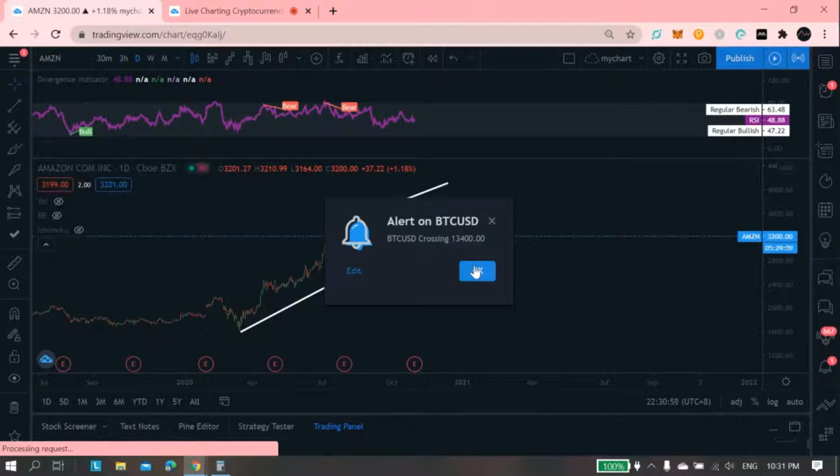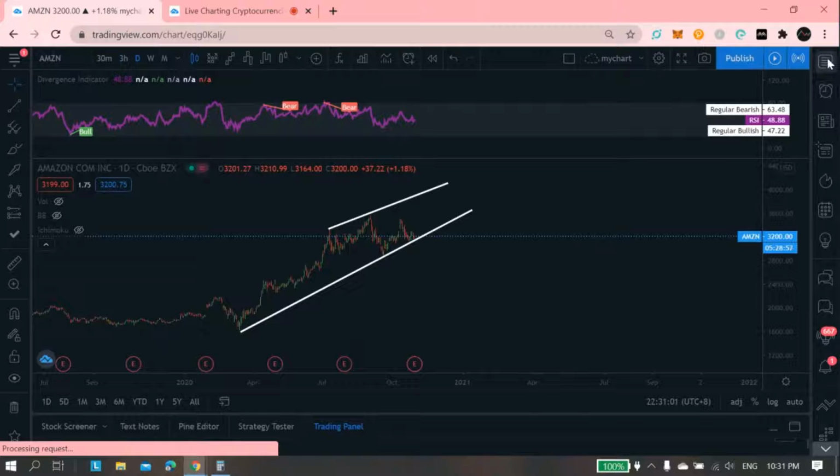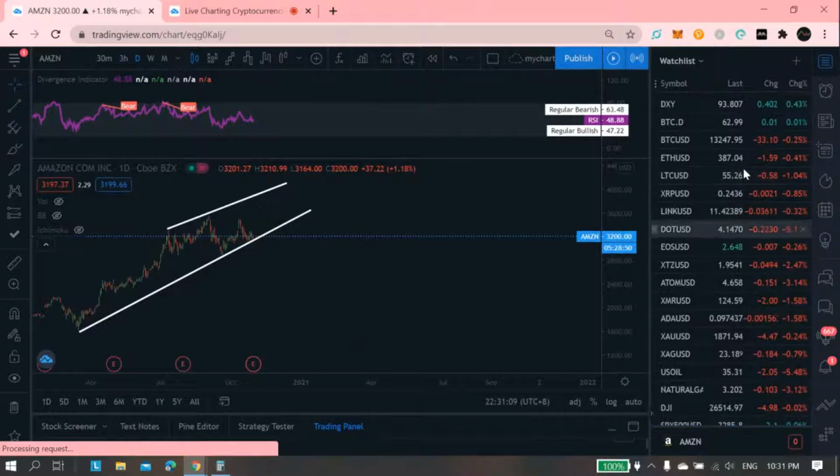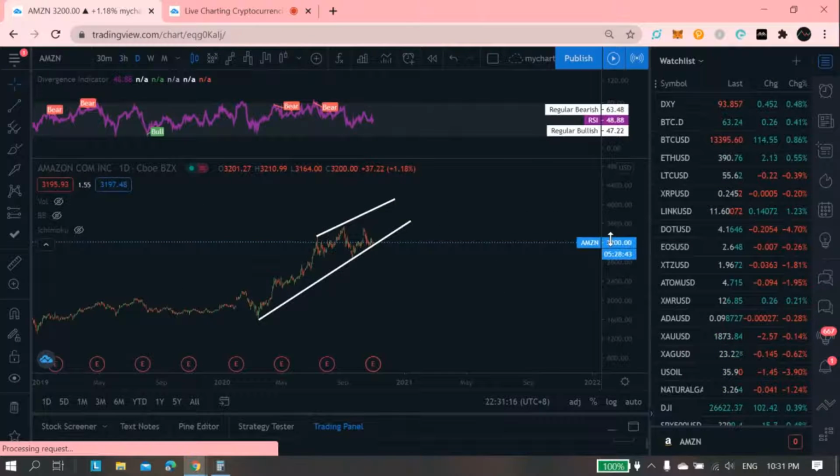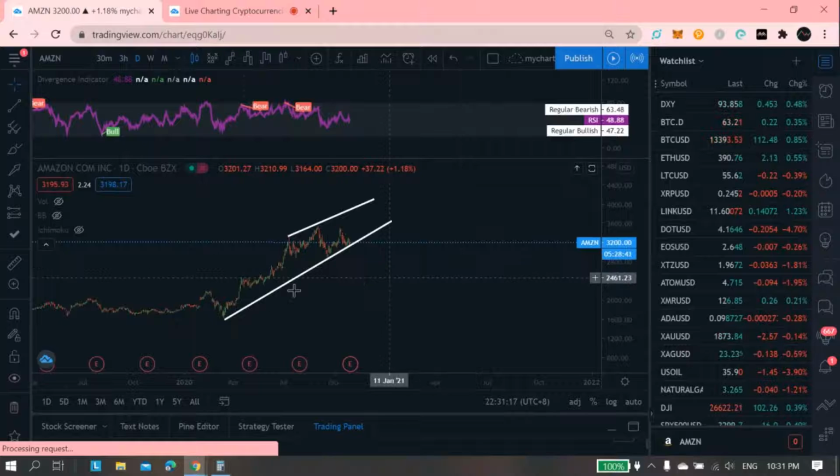Oh, OMG. That's 13.4. Oh, wait. It alarmed. Yay, BTC at 13.4. Let me check. Yeah, okay, because I have a long position. Anyway, so that's for me.